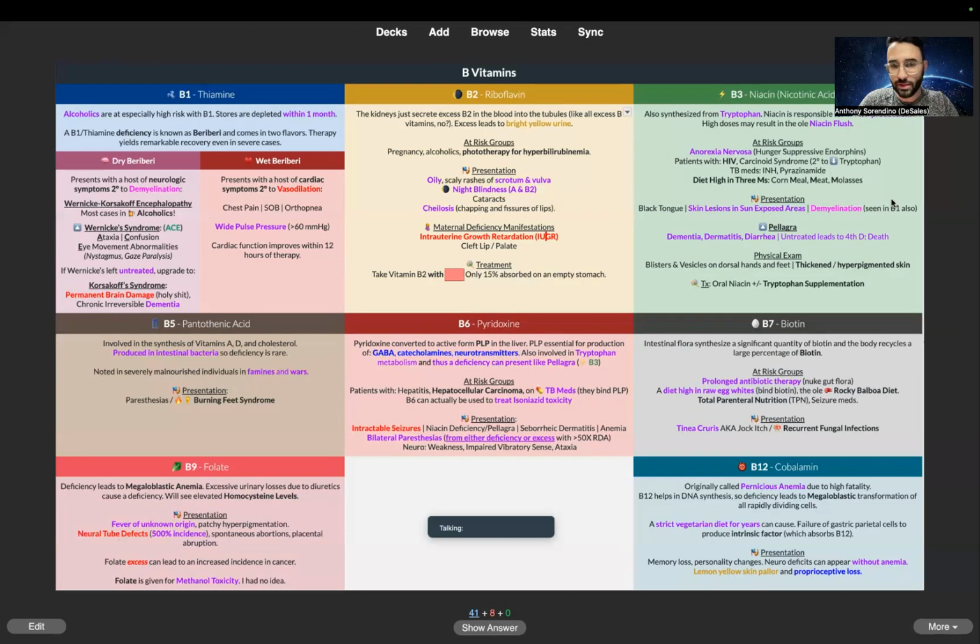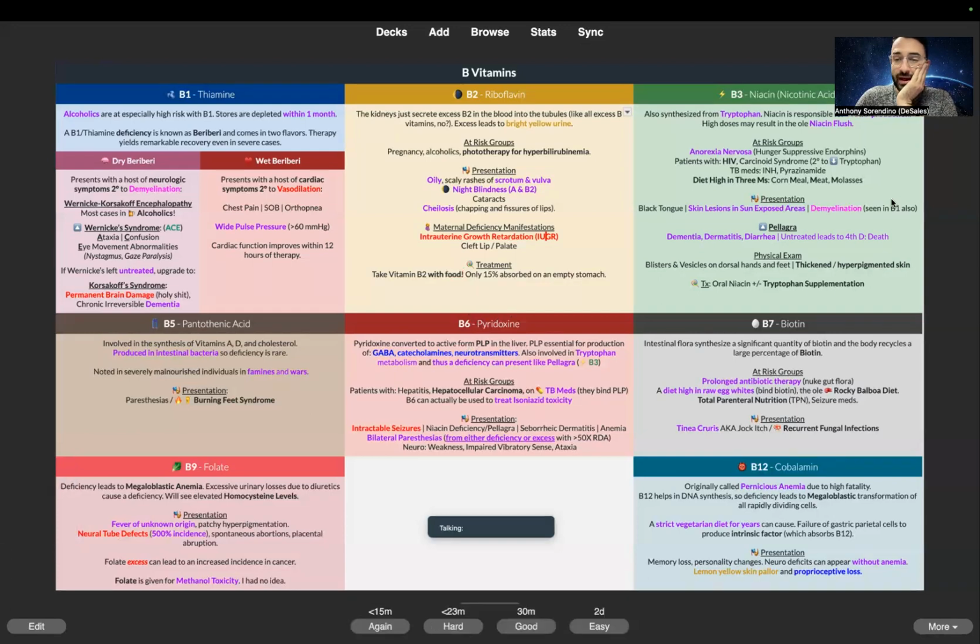Okay, take vitamin B2 with food. That's not niacin. What's B2 called? Thiamine? Riboflavin. Whoops. Maternal deficiency manifestations, intrauterine growth retardation for riboflavin. Yeah, so I assume that's going to be a prenatal vitamin also. Dry beriberi. So just got to remember the order of those. So DW. So it's just alphabetical.